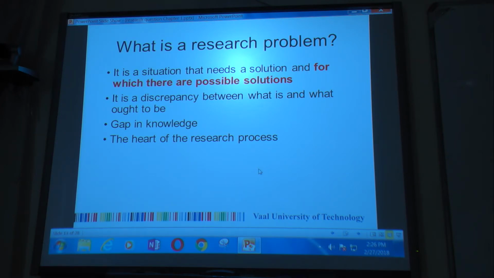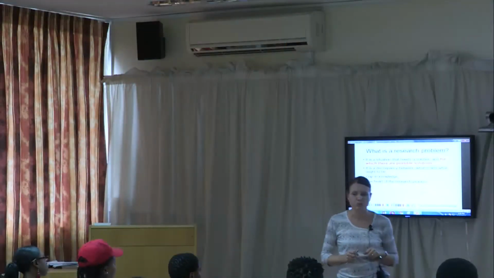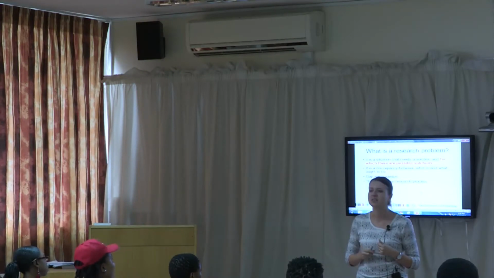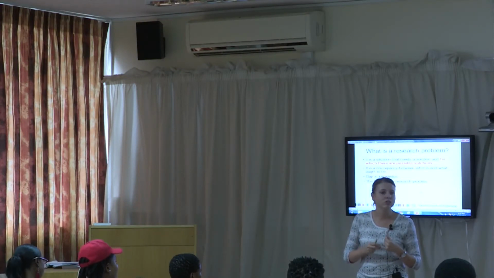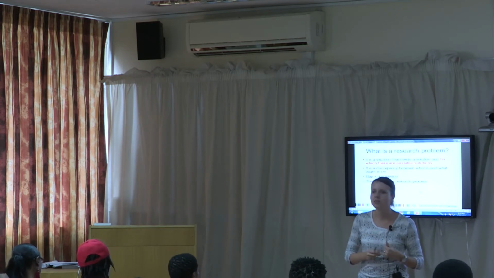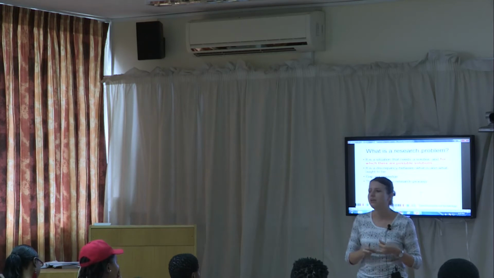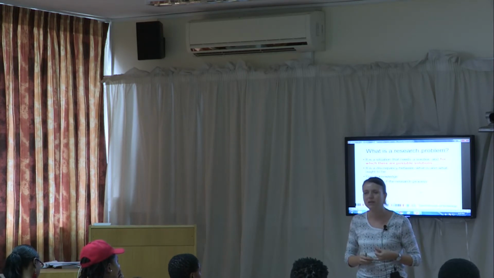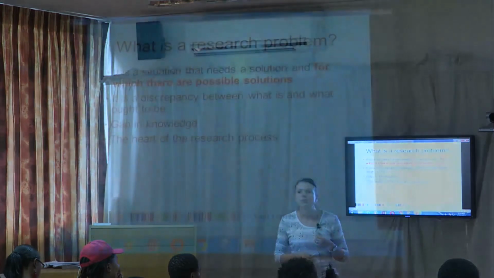So let's look at what is a research problem. A research problem is defined as a situation that needs a solution and for which there are possible solutions. Okay, so you need to be realistic about your research problem. It firstly needs to be an existing problem. You need to be able to support that, to say there is a problem because I have experienced it or I have read this in the literature that there is an existing problem. Okay? It needs to exist. And there should be a possible solution.